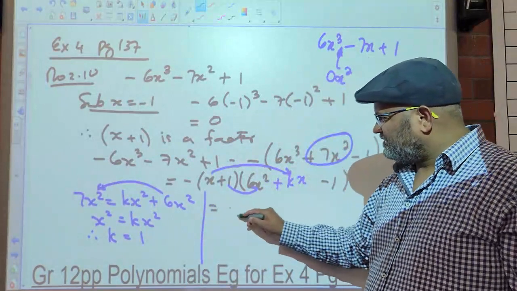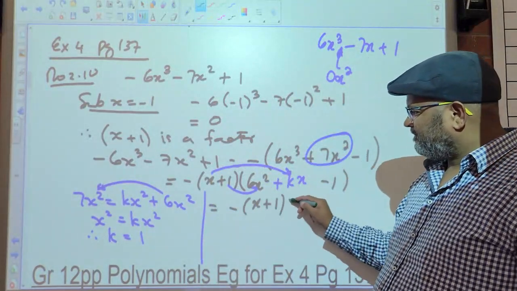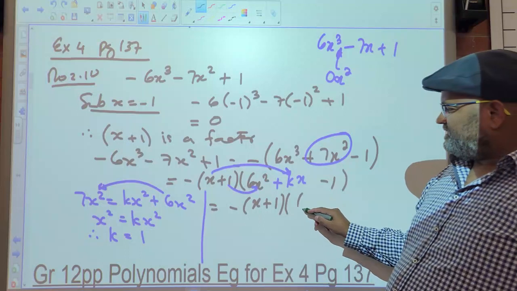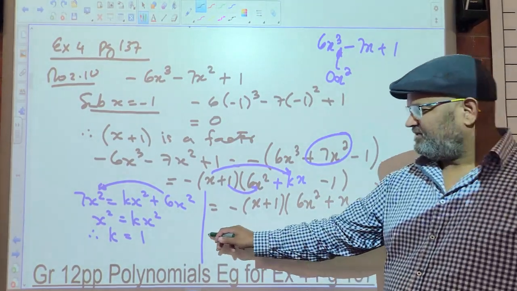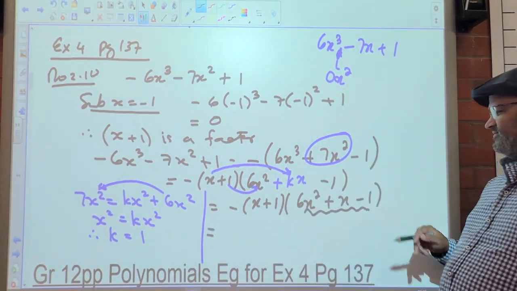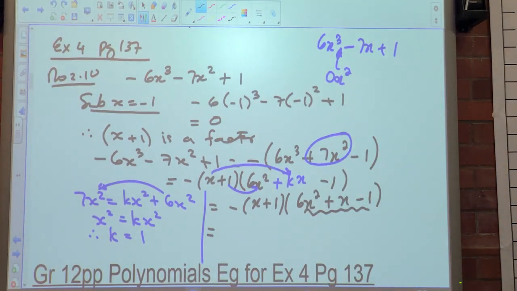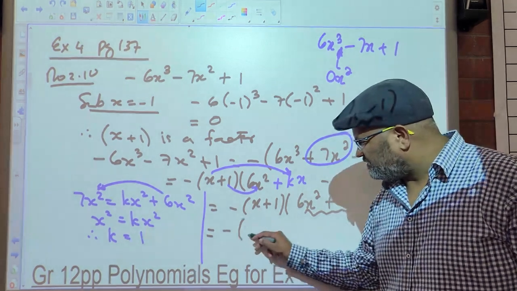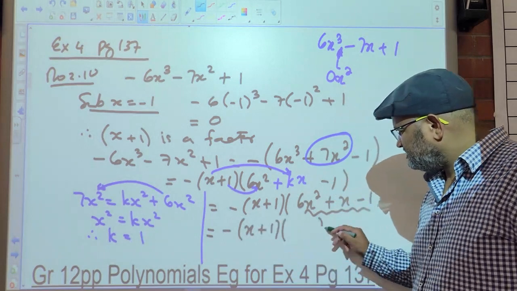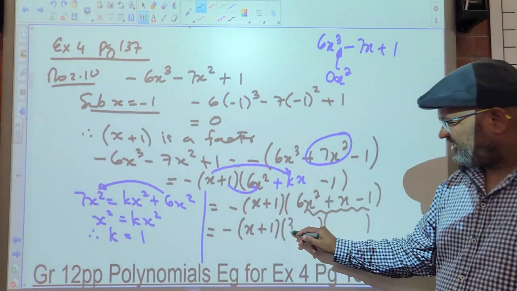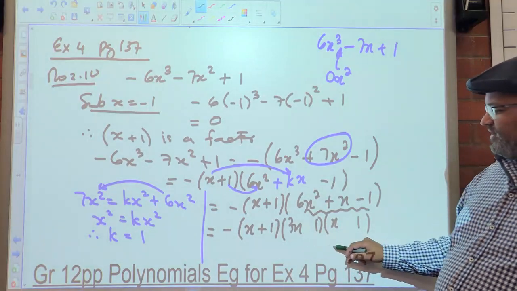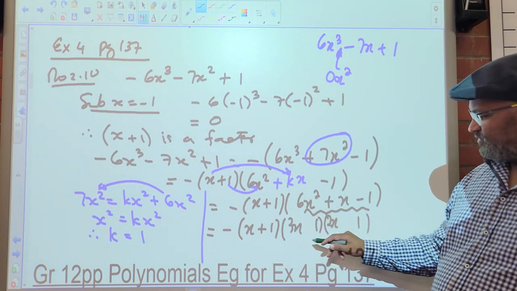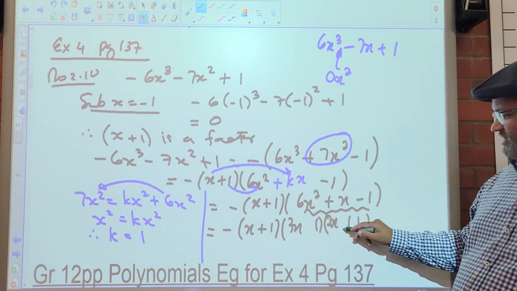So that is equal to negative into x plus 1, 6x squared plus x minus 1. So there we have our trinomial now. Can the trinomial factorize? Yes. So negative into x plus 1, that's going to give you 3x, x, 1 and 1. The bigger product must be positive. There must be a 2 here, no? Bigger product must be positive. It's positive.